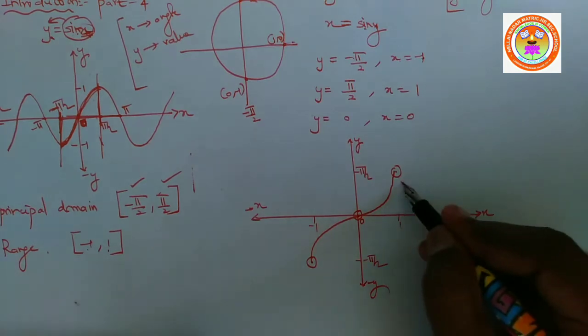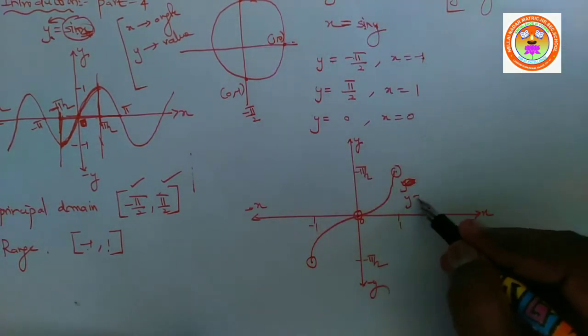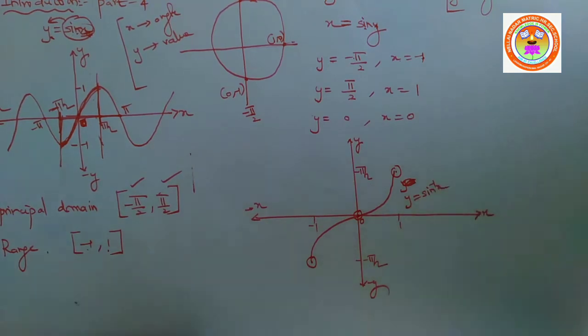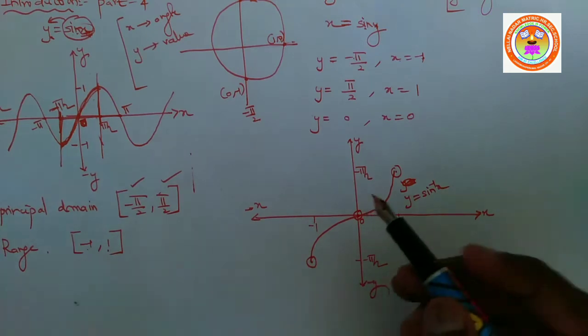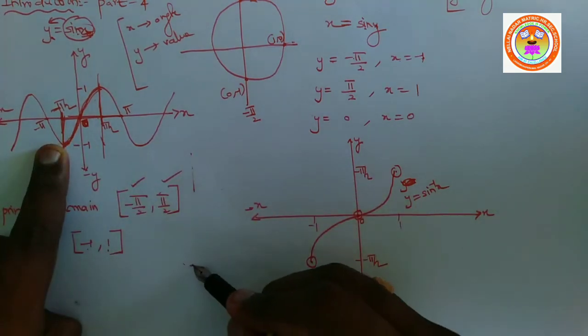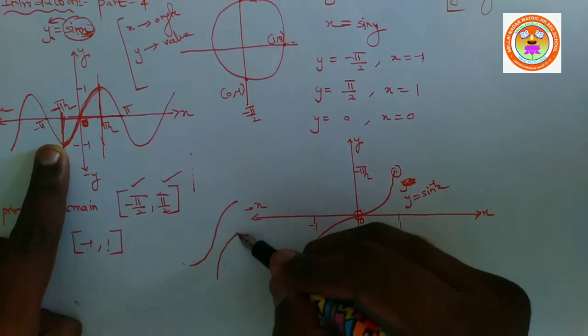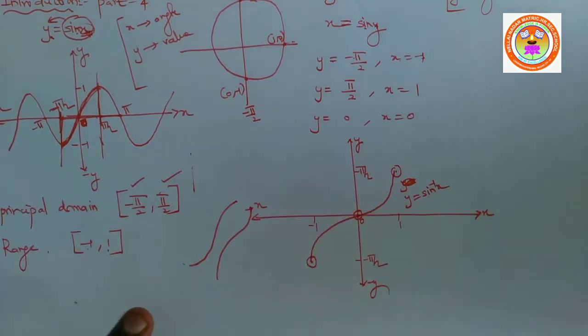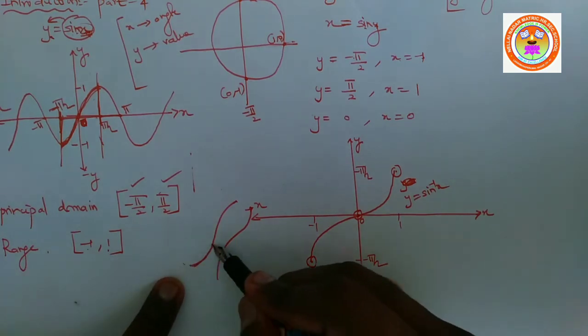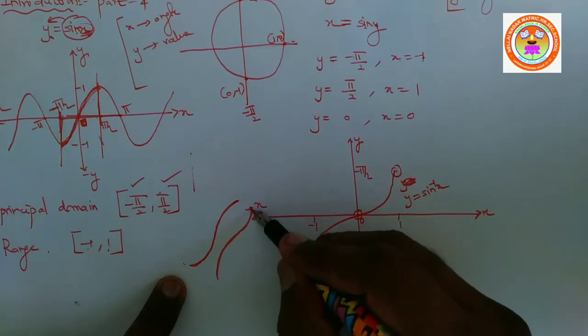This is y is equal to sine inverse of x curve. So the diagram is like that. See, the sin x curve is like this, but the sin inverse x diagram is like that. This differs. This diagram is sin x. This diagram is sin inverse of x.